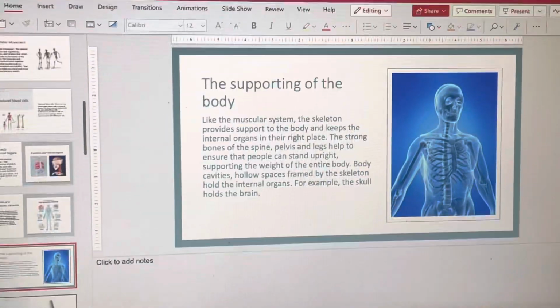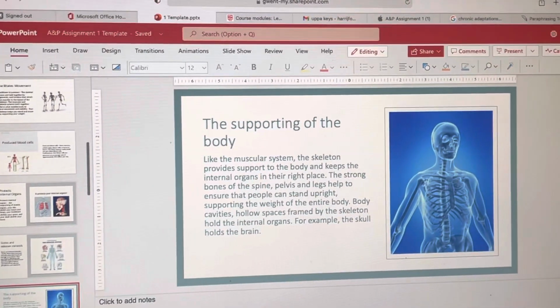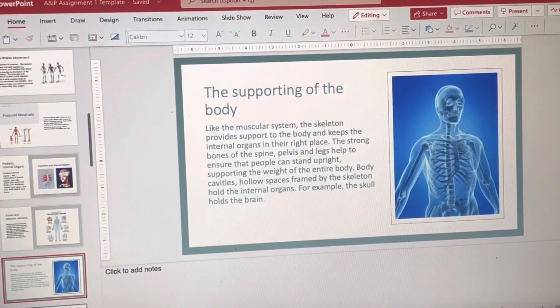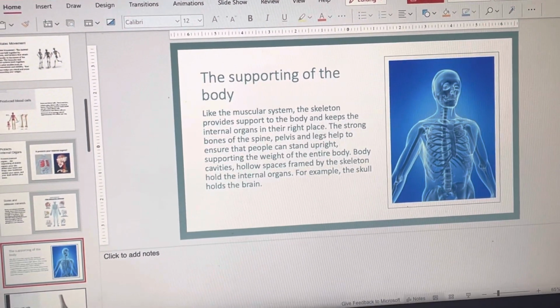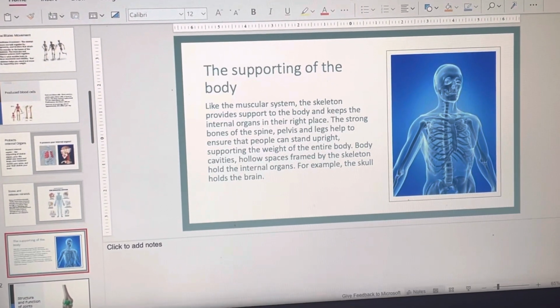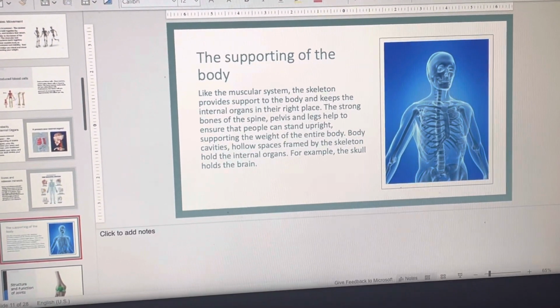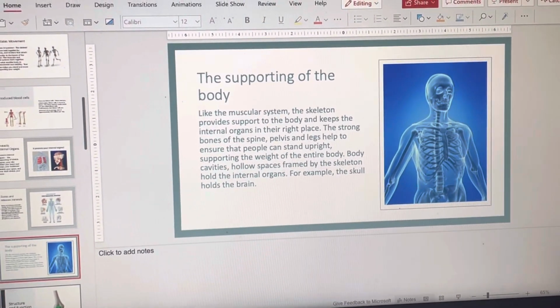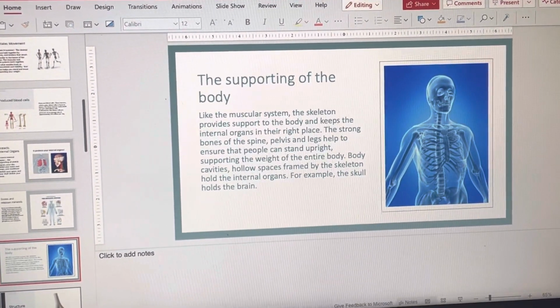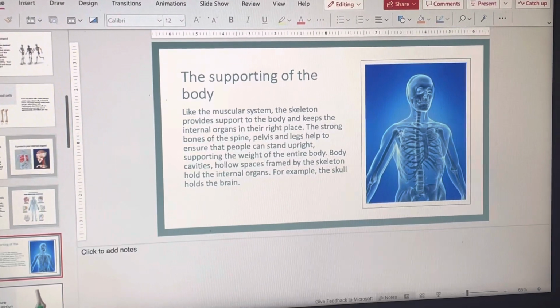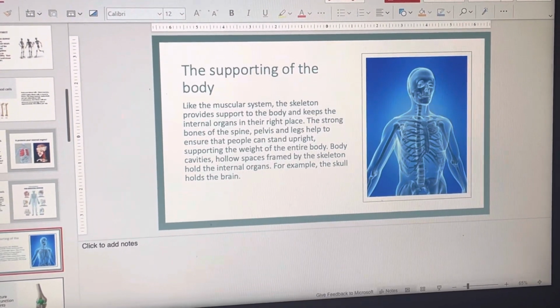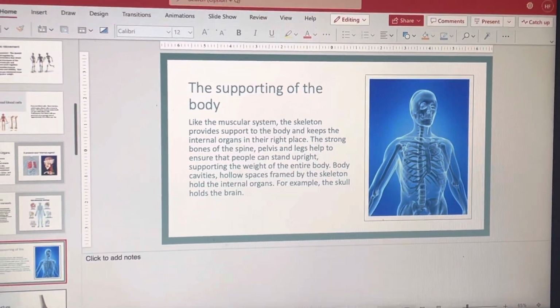Finally, the supporting of the body. Like the muscular system, the skeleton provides support to the body and keeps the internal organs in their right place. The strong bones of the spine, pelvis, and legs help to ensure that people can stand upright, supporting the weight of the entire body. Body cavities, hollow spaces framed by the skeleton, hold the internal organs. For example, the skull holds the brain.